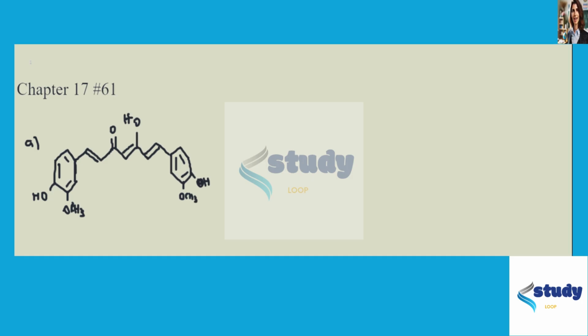This is the answer to Chapter 17, problem number 61 from the Smith Organic Chemistry textbook. In this problem, we were asked several questions about curcumin, which we're told is a yellow pigment isolated from turmeric.